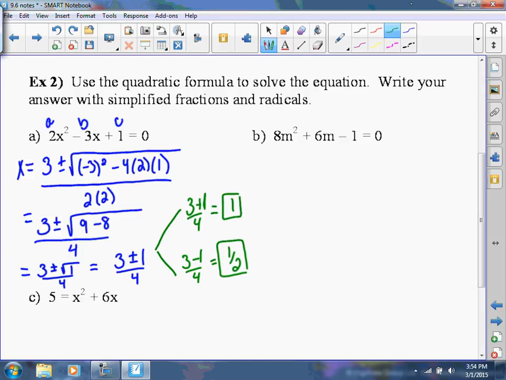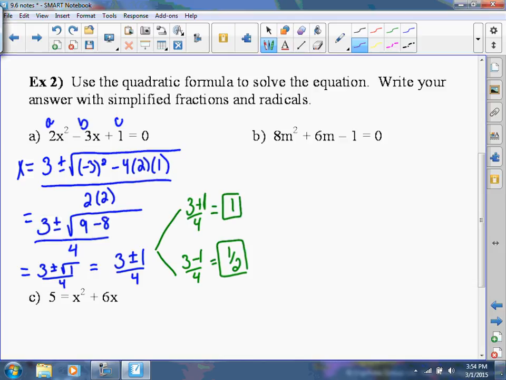Now remember, what this really means is that this is where the parabola would cross the x-axis if we graphed it. So this parabola would open up because it's positive, and it would cross the x-axis at 1 and 1/2. So either that would be a really skinny parabola, or that would be a point low on the curve of the parabola, because 1 and 1/2, they're really close to each other.